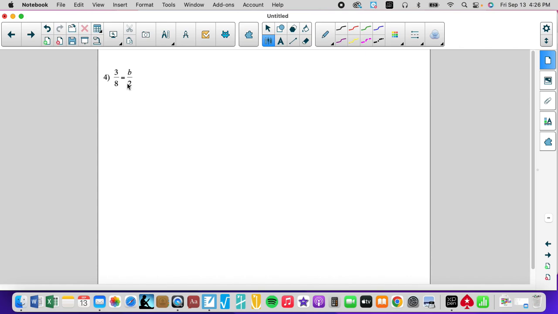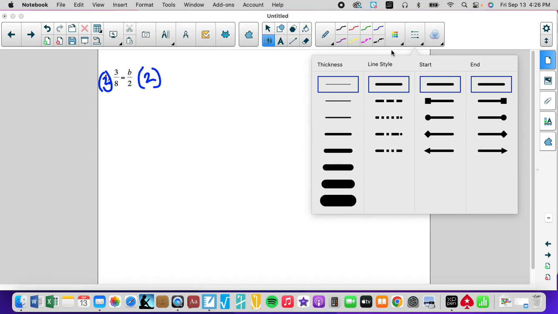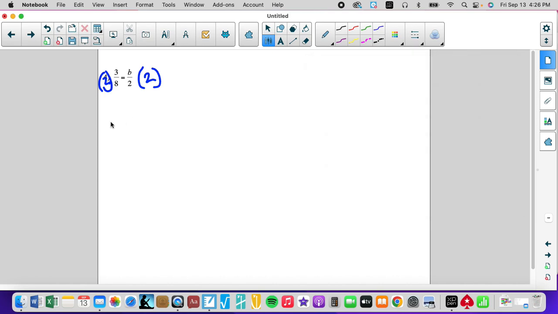Well, it's being divided by 2. So the inverse of dividing by 2 is multiplying by 2. Multiply by 2, and let's write that somewhere else. So we have 2 times 3/8 equals, these 2's will cancel, b. Okay? This 2 is in the numerator, this 8 is in the denominator, this 3 is in the numerator.